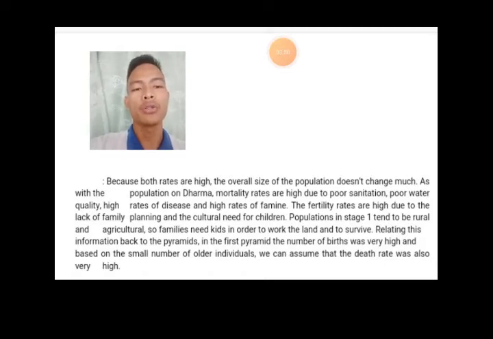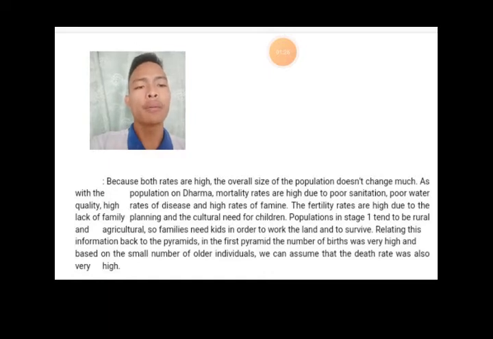As with the population of Dharma, mortality rates are high due to poor sanitation, poor water quality, high rates of disease, and high rates of famine. The fertility rates are high due to the lack of family planning and the cultural need for children. Populations in stage 1 tend to be rural and agricultural, so families need kids in order to work the land and to survive. Relating this information back to the pyramids.